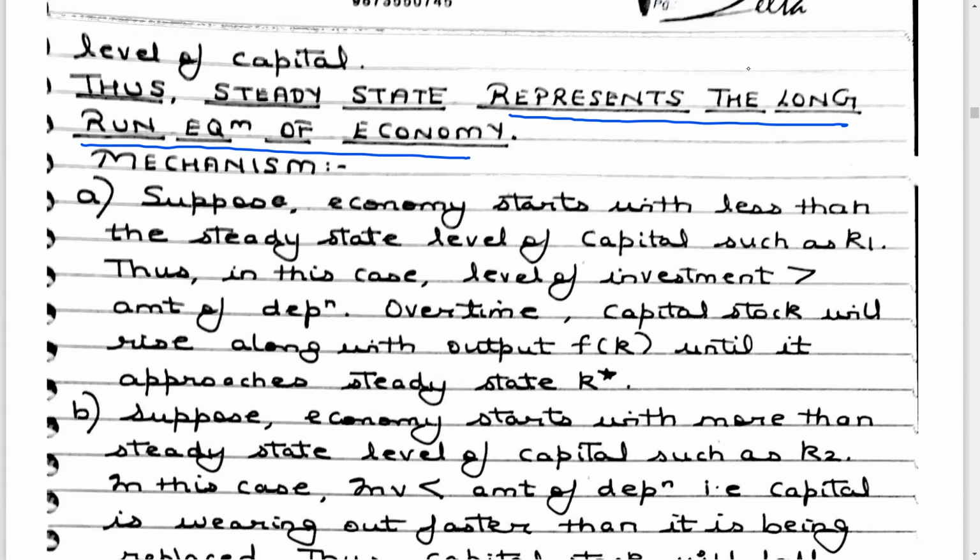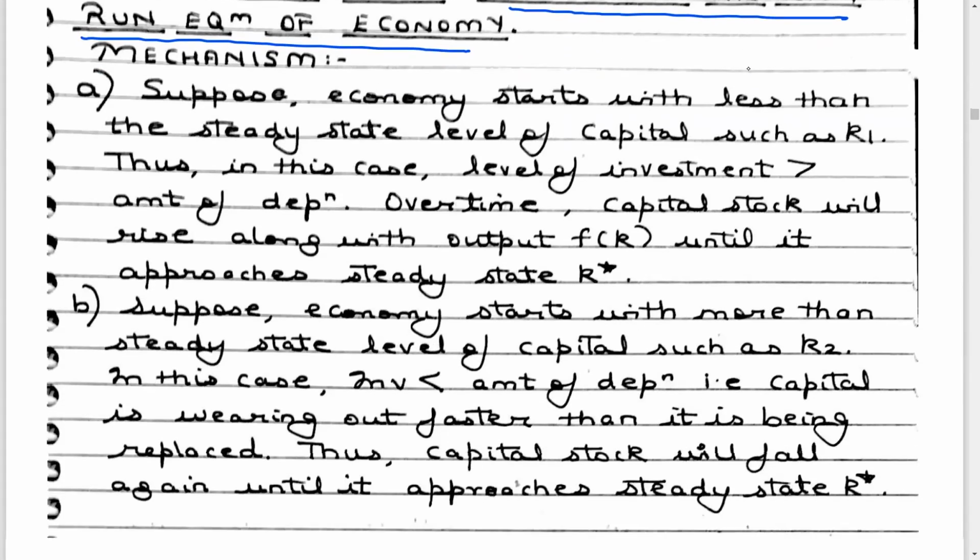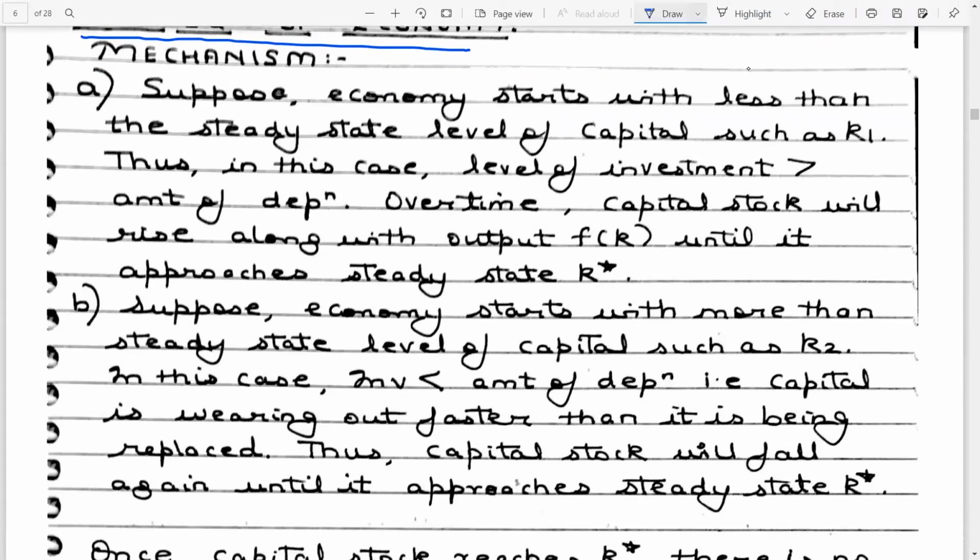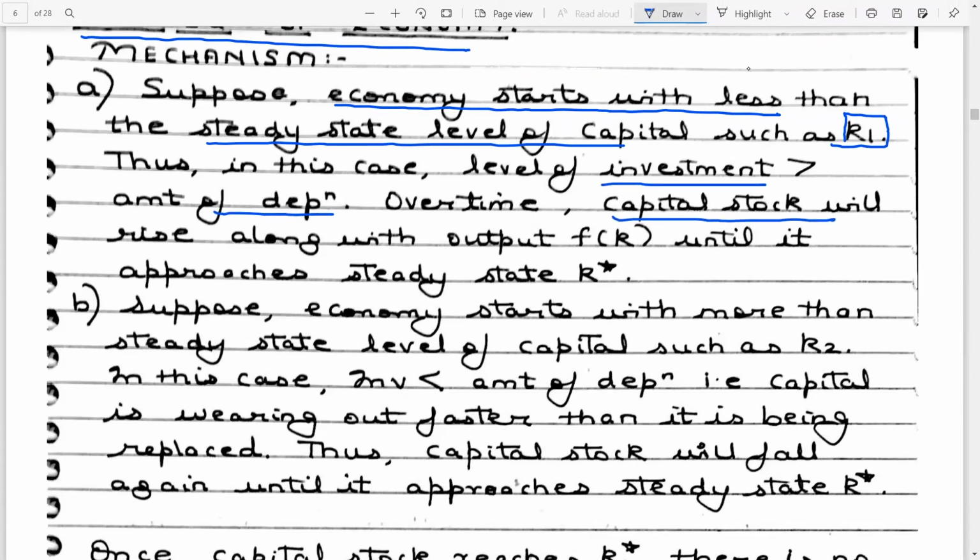Okay, so the mechanism, I had explained the mechanism. We can quickly go over it. Mechanism is the same which I had explained. Suppose the economy starts with the capital stock less than the steady state level of capital, which is K1 in the diagram above. You can see in that case, investment is more than depreciation, which causes the capital stock to rise till it reaches the steady state level K star.